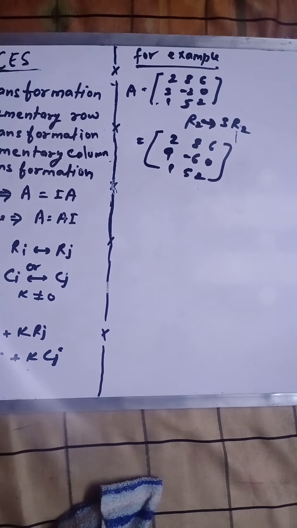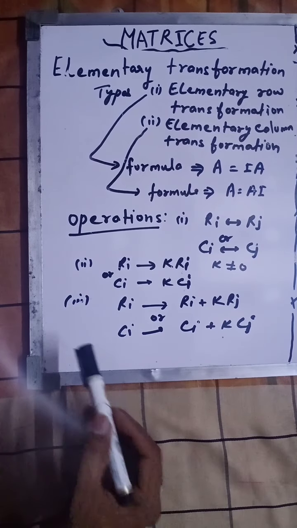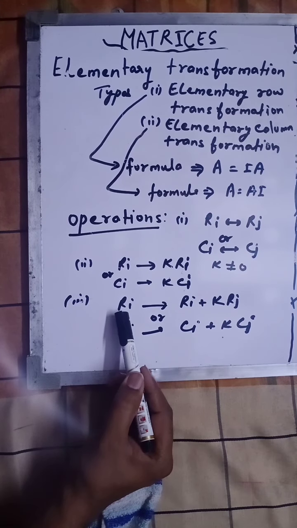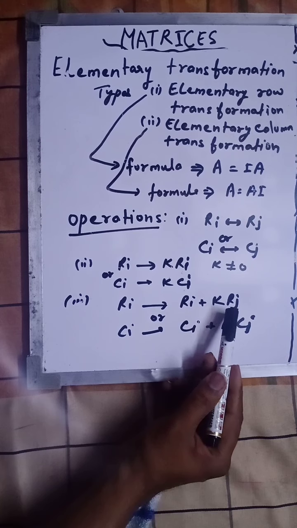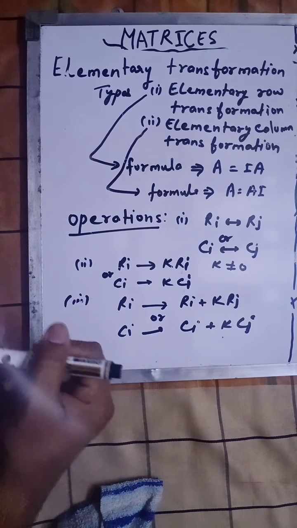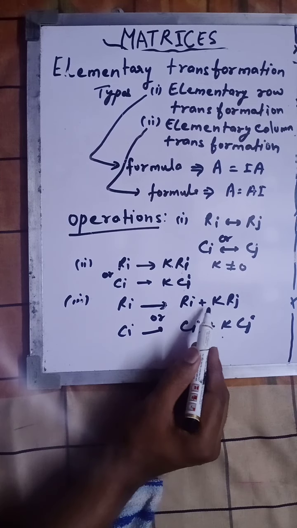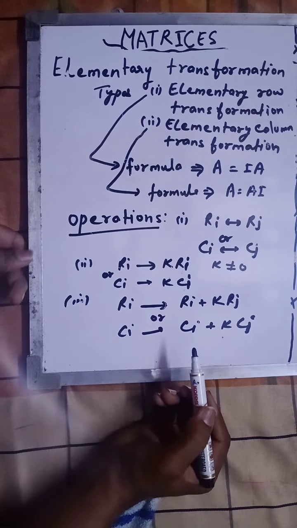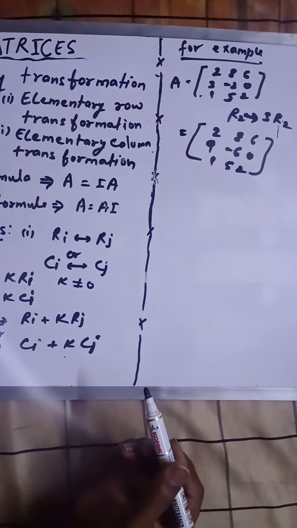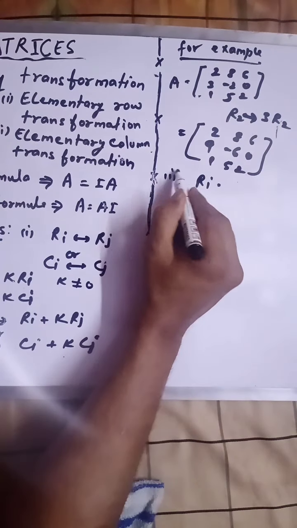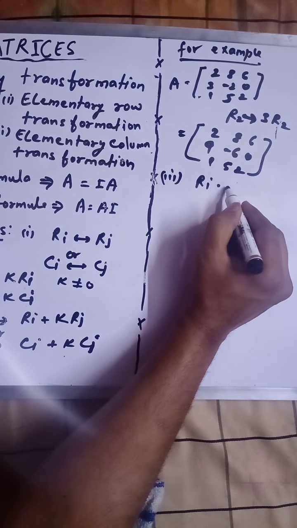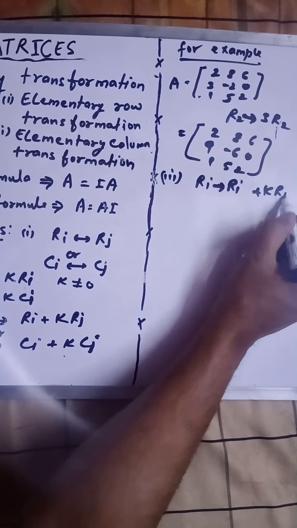Got it? Now the third operation is Ri goes to Ri plus k times Rj. Ri changes into Ri plus k times Rj; this is the operation which you are applying. Now see how we can apply this operation. I am going to apply operation number 3. The operation number 3 is Ri tends to Ri plus k times Rj. That means what?